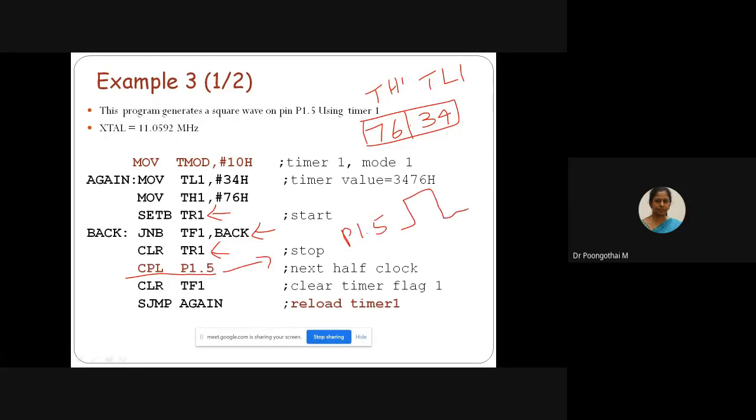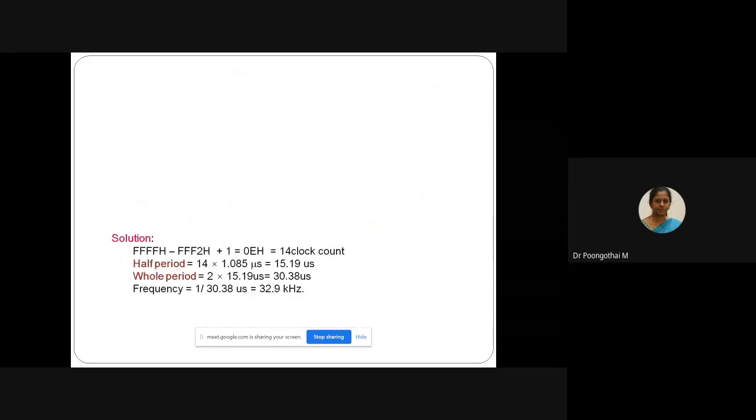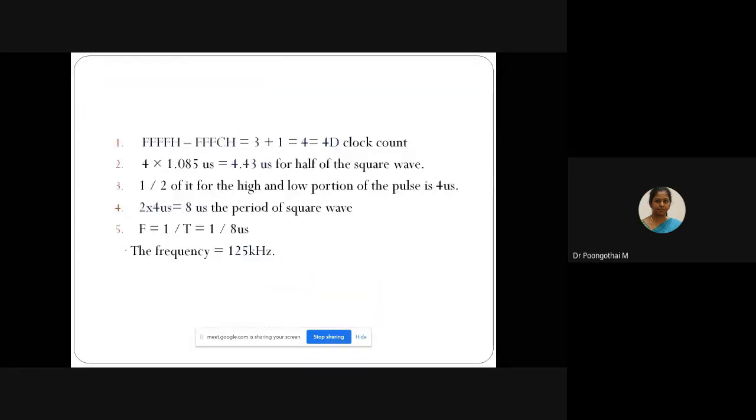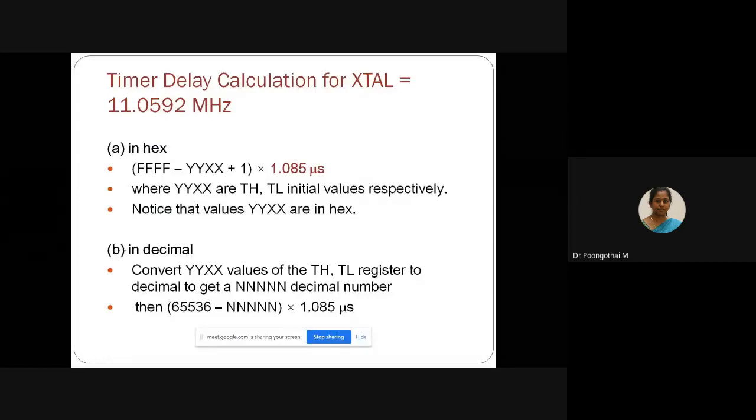high to low, low to high. Okay. And clear the overflow flag and repeat the same operation. So calculate the time period for this application, square wave generation. Using this formula, you subtract the initial value from the maximum value of the timer and multiply that value with 1.085 microsecond.